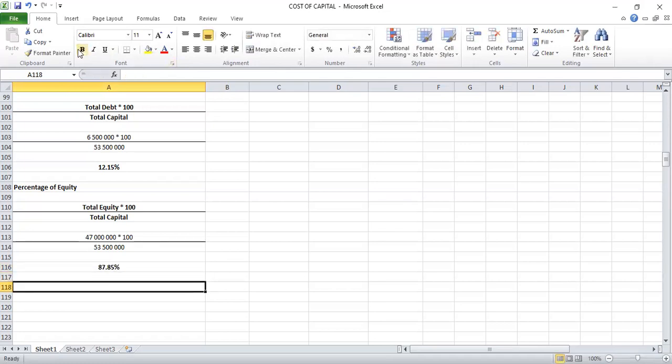Then that means our capital structure would be equal to 12.15 is to 87.85. So we express it as a ratio. That means 12.15% is debt, whereas 87.85% is equity. Any questions there? If there are no questions, I'll proceed.